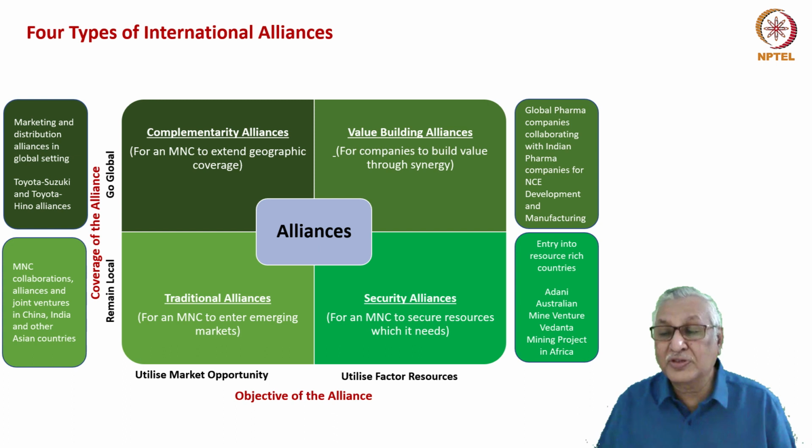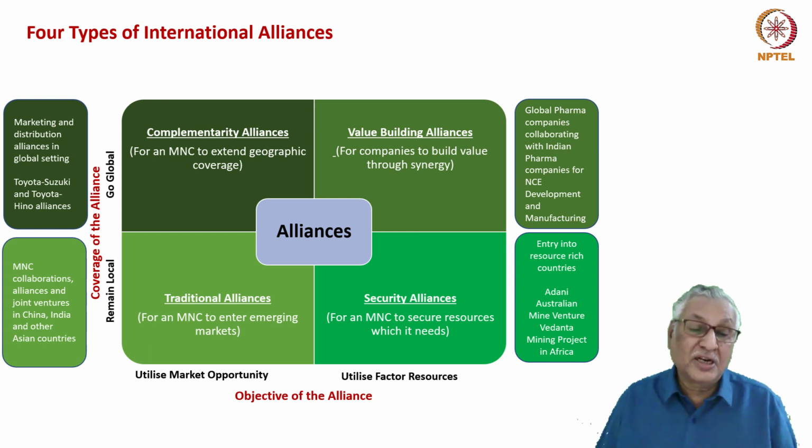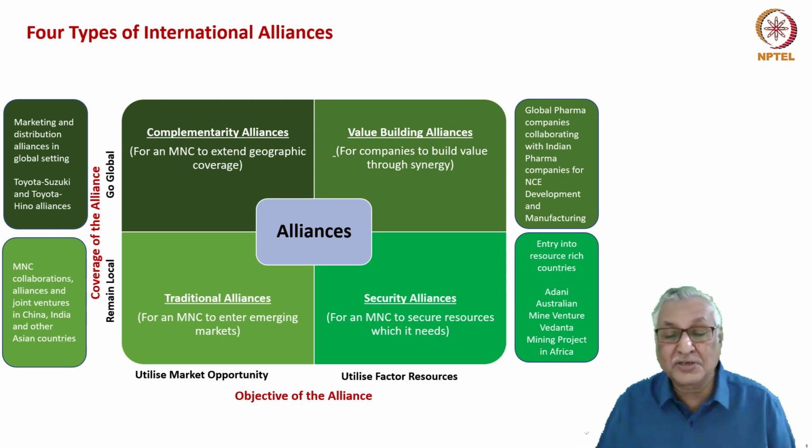There are examples of this. Entry into resource-rich countries by companies such as Adani and Vedanta. Adani has entered the Australian mine venture, and Vedanta has a mining project in Africa for its metals and minerals. The traditional alliances which I spoke about earlier are always there for us to see: MNC collaborations, alliances and joint ventures in China, India and other Asian countries.